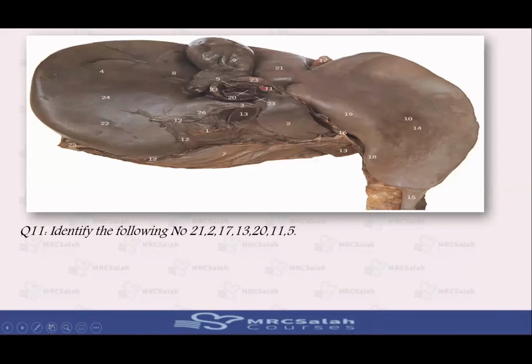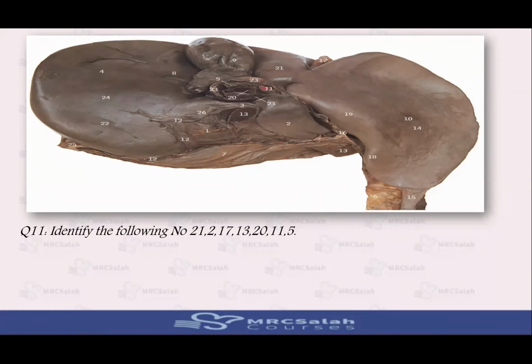Okay. In this picture, can you identify structure number 21? Bare area of the liver. No. Sorry. The caudate lobe of the liver. This is the quadrate lobe of the liver, yes? Yes. Okay, number 2. Caudate lobe, number 2.